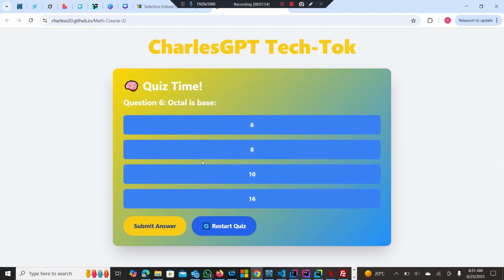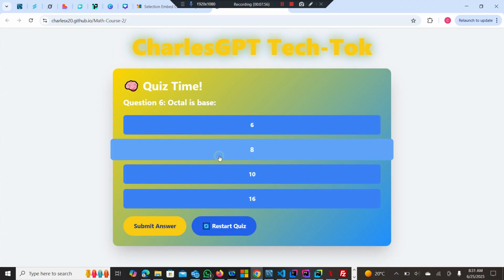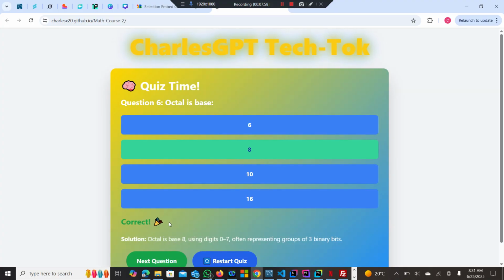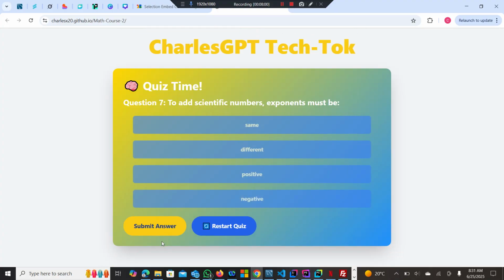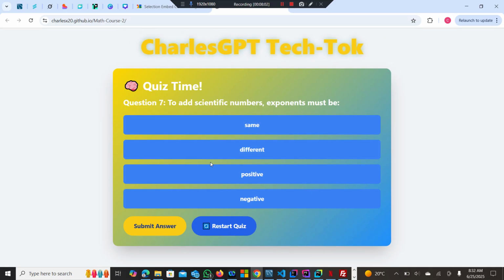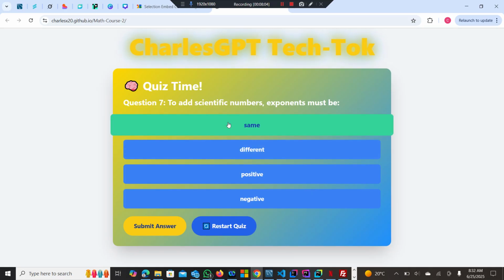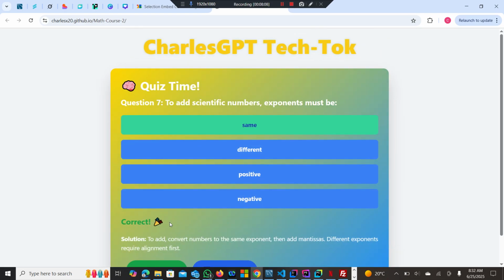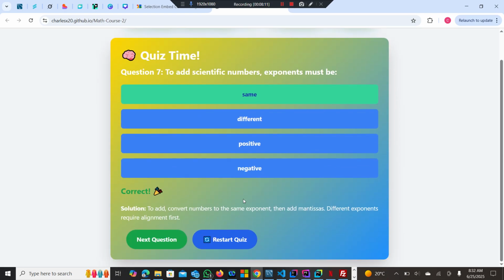So for the next question, octal is base 8. So you submit your answer. It shows you the next question. Then, to add scientific numbers, exponents must be the same. So the answer is the same. You submit, you see the solution and go to the next question.